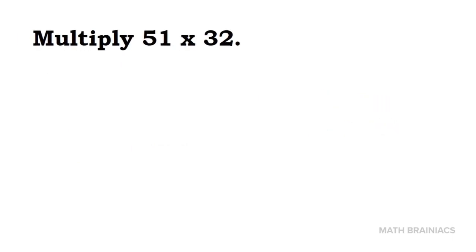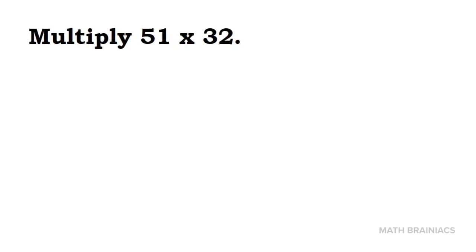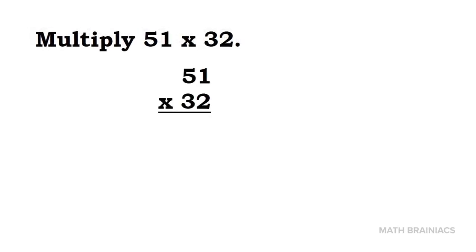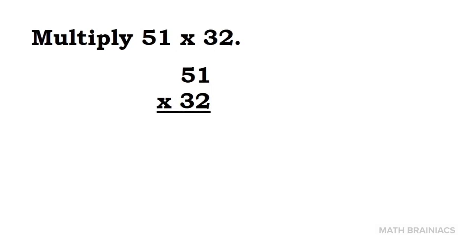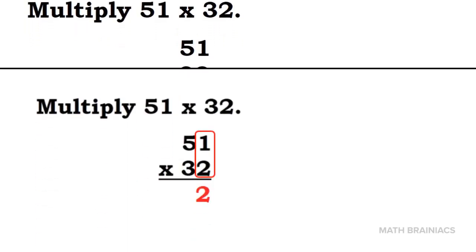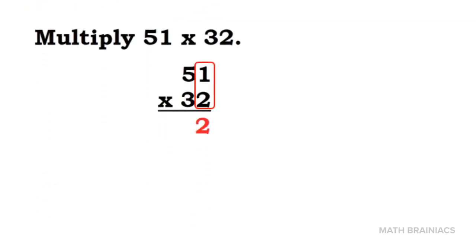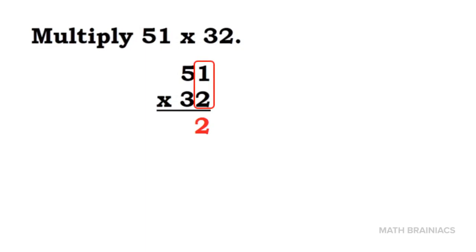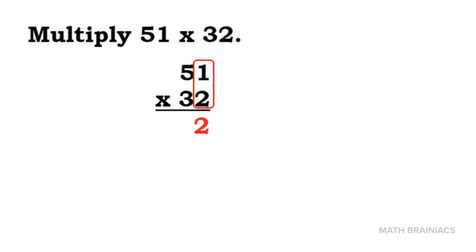Let us work on this example so that you will be guided. Multiply 51 by 32. Please take note that it will always be easier for us to multiply if we're going to write the numbers vertically. Afterwards, we need to always start multiplying with the ones place value. Therefore, 2 times 1 is 2.